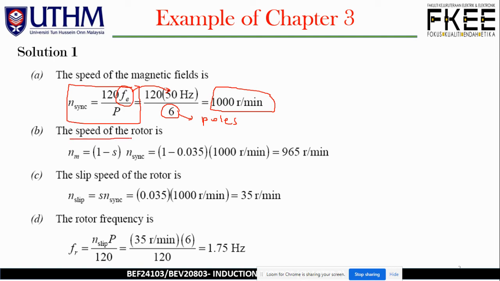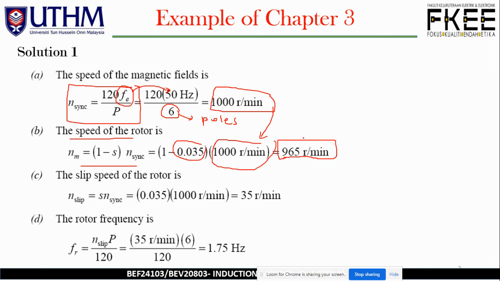B, the speed of the rotor. Nm equal to (1 minus S) Nsync. Use this equation and substitute the value of S, which is 3.5% or 0.035, and multiply by Nsync, the value we just calculated above. The speed of the rotor is now 965 revolutions per minute.